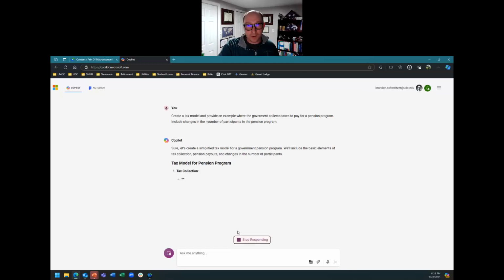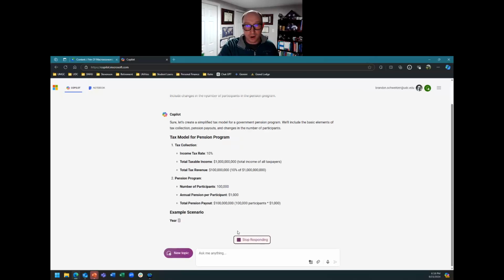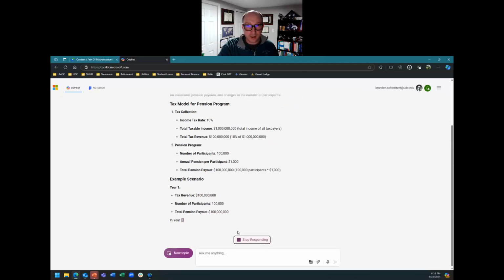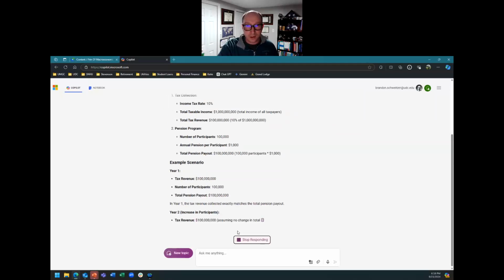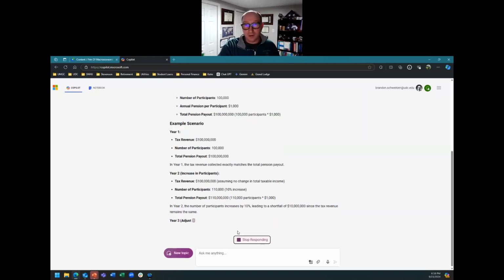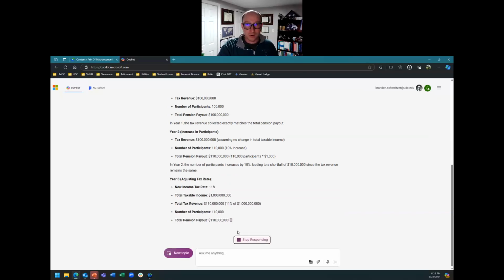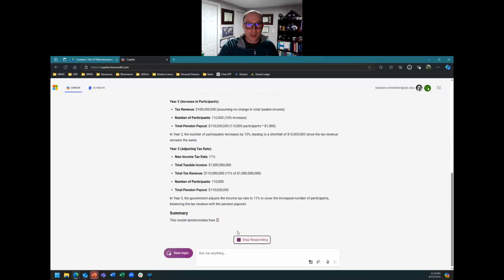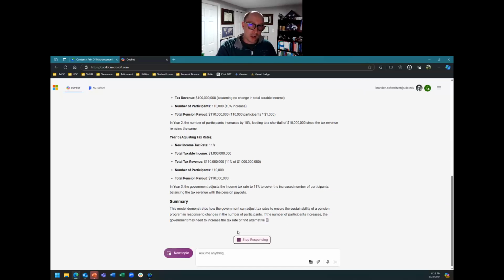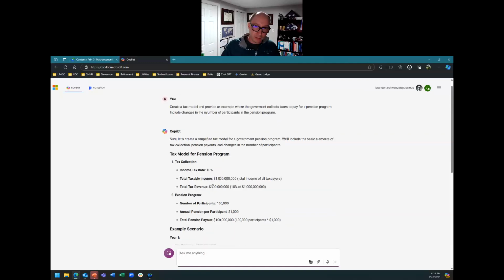Okay, so here we go. It's developing a tax model: income tax rate 10%, taxable income of 1 billion, total tax revenue 100 million, which is the 10% rate, number of participants 100,000, annual pension per participant $1,000 payout, right? So it's running through the examples, running through the scenarios. So here I can see what happens when the tax rate changes, number of participants, etc. So this is an example.